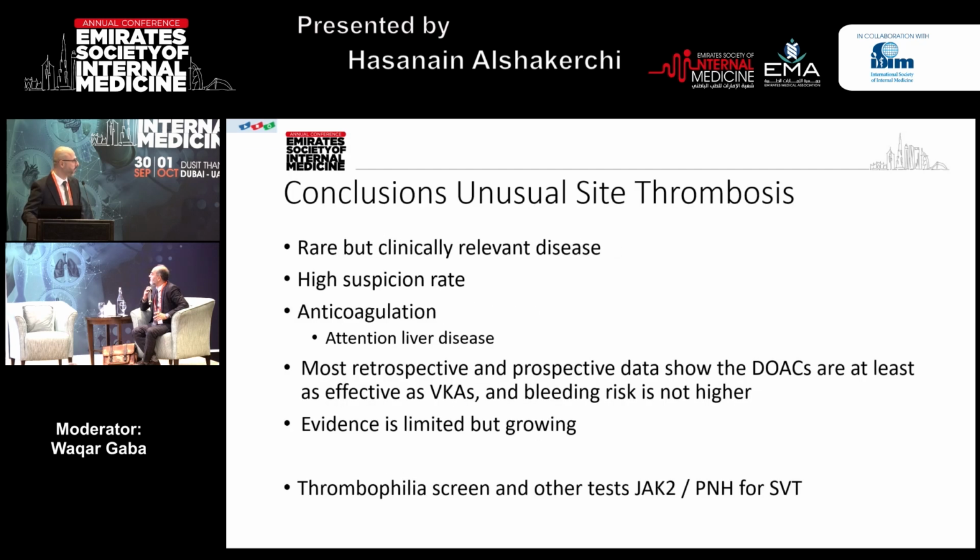Go to the last slide, please. So, in conclusion, it's rare but very relevant to all of us as clinicians. We should have a high index of suspicion. Most of them would need anticoagulation, but pay attention to liver disease and to chronic PVT. Data are mostly retrospective, with some prospective, but DOACs appear as effective as warfarin. Evidence is limited but growing. And don't forget the thrombophilia screen and other tests like JAK2 and PNH, depending on the type of unusual site thrombosis.